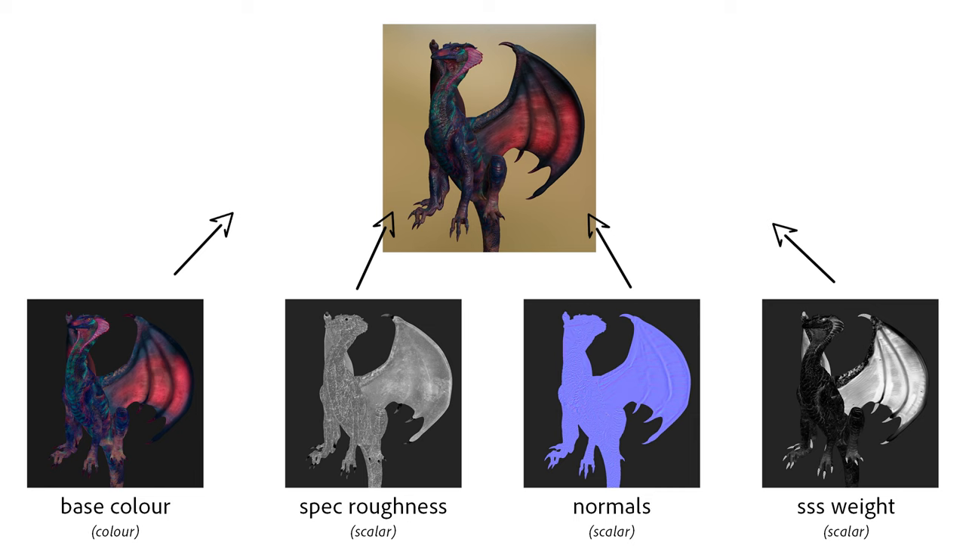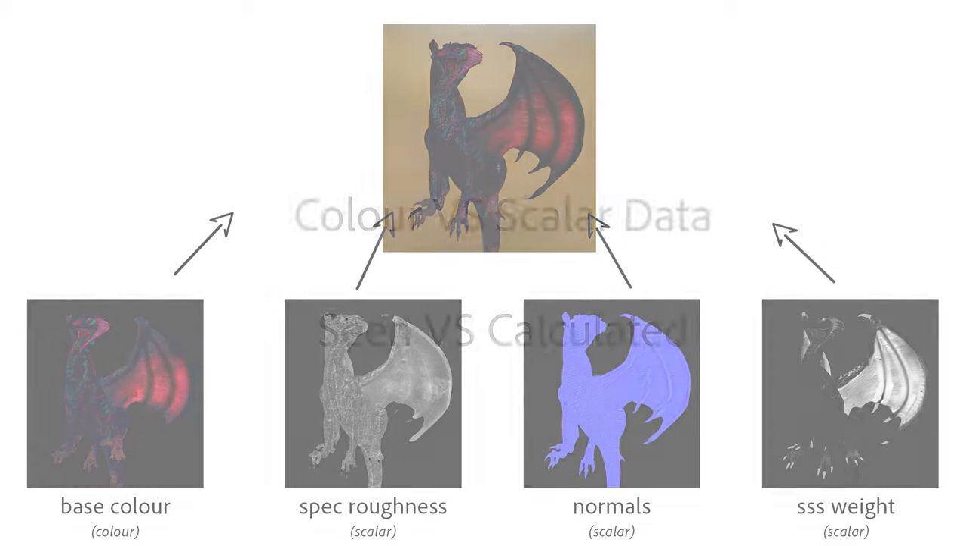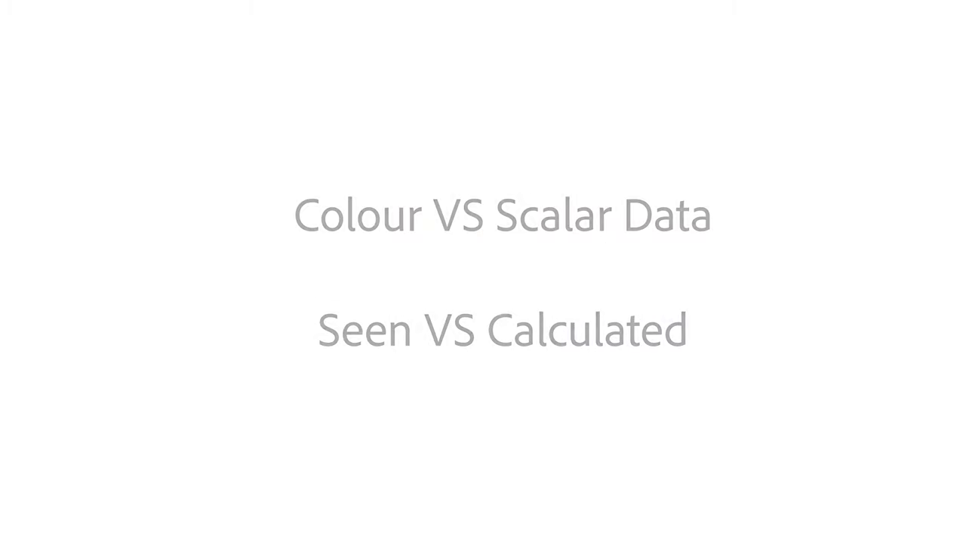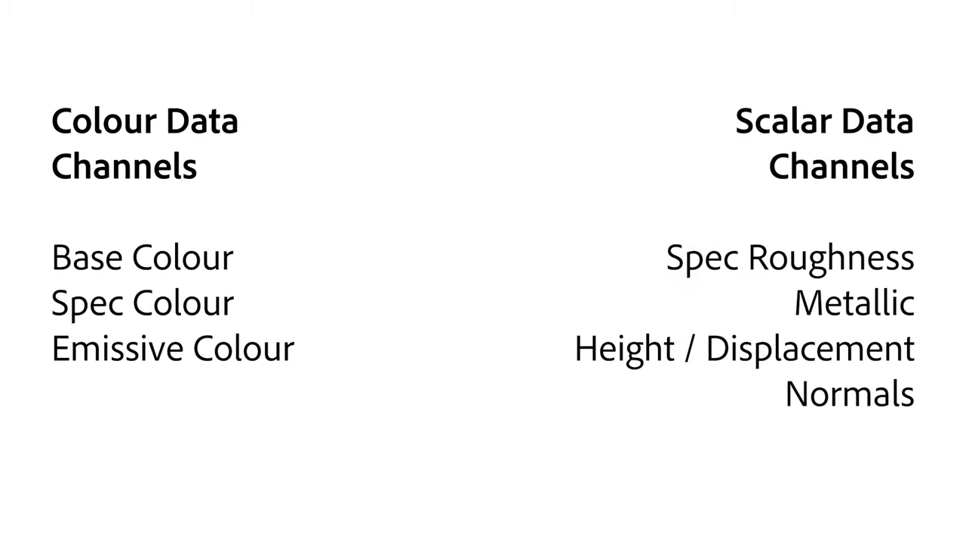This is color data. But our black and white spec roughness map that dictates how shiny or rough parts of our mesh are is never shown directly at render time. It's just calculated to drive the roughness attribute of the shader. This is scalar data. Color versus scalar data. Actually seen versus calculated. I'll put a list on screen of the common color and scalar channels.